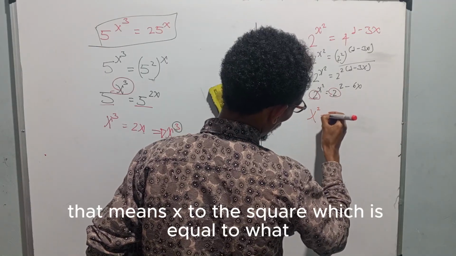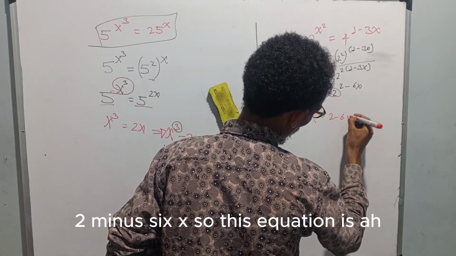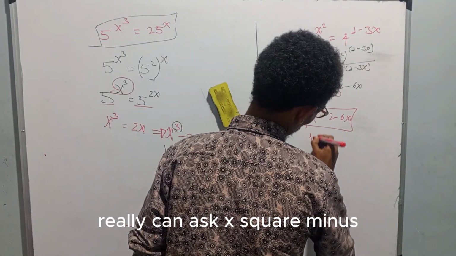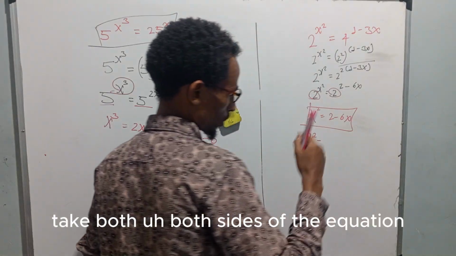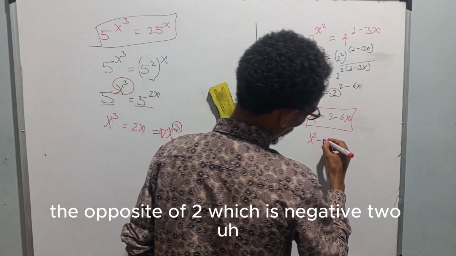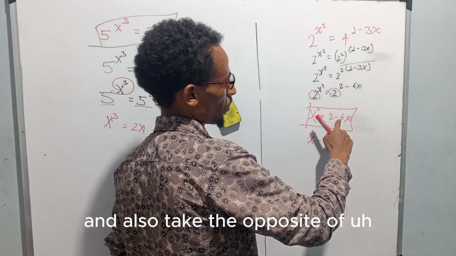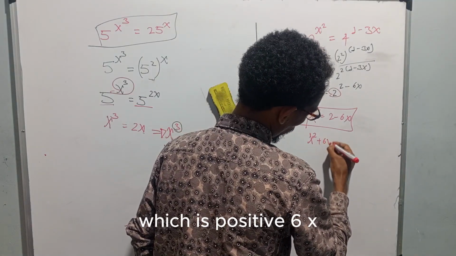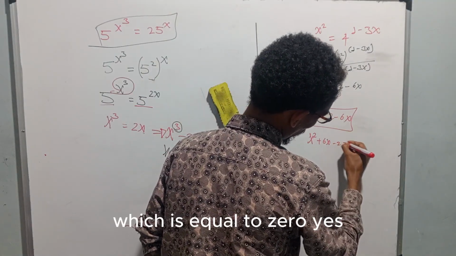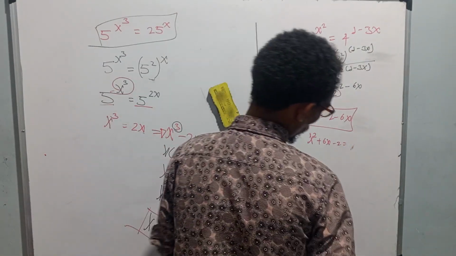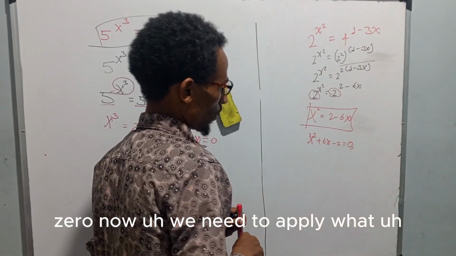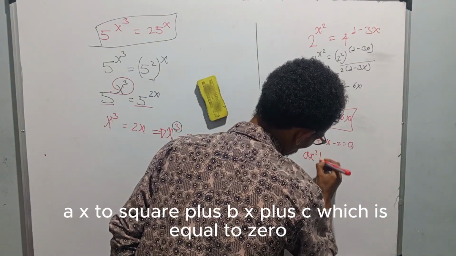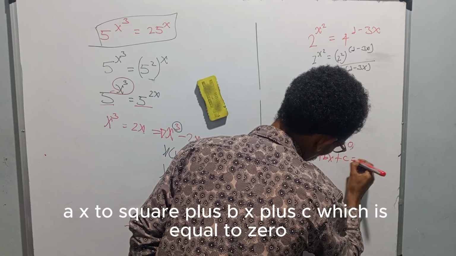That means x squared is equal to what? 2 minus 6x. So this equation is rewritten as x squared minus, take both sides of the equation, the opposite of 2, which is negative 2, and also take the opposite of negative 6x on both sides, which is positive 6x. So x squared plus 6x minus 2 is equal to 0. Now we need to apply the rules of quadratic equations, ax squared plus bx plus c equals 0.